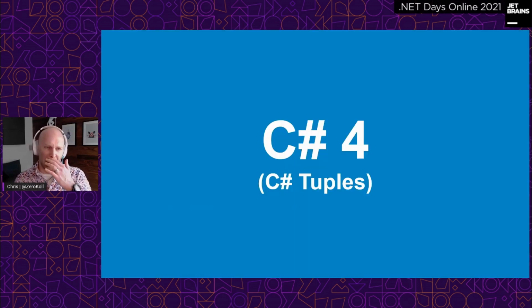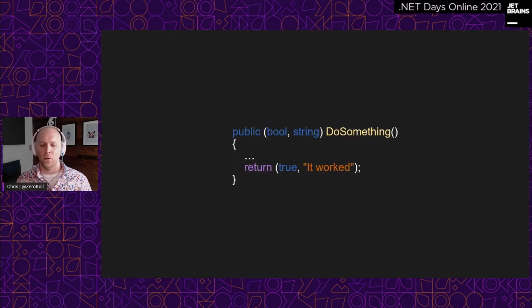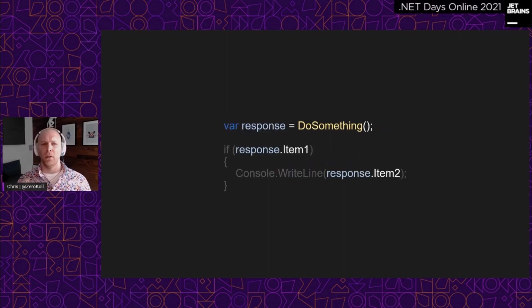So in C# 4, they introduced C# tuples. Tuples allow us to do this: a function that returns, in this case, a Boolean and a string. We return a Boolean and a string, and we can return more than one value without having that stupid return class, which is cool. However, using that DoSomething method, you end up with this.